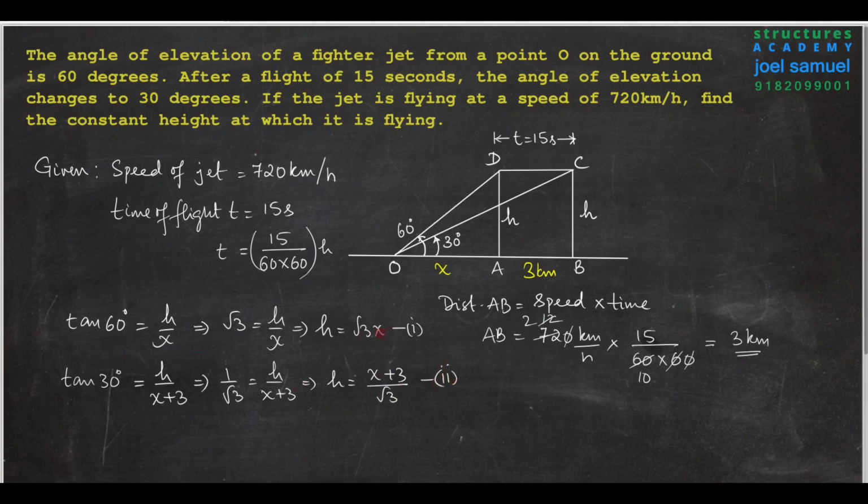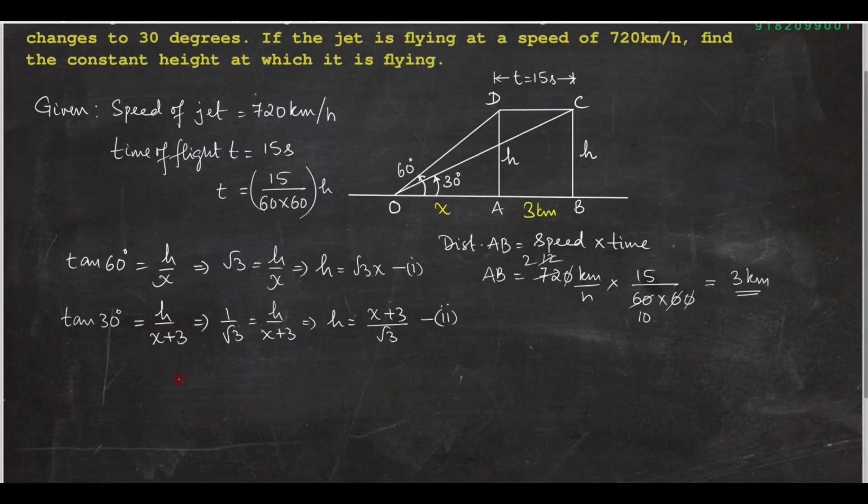If you notice, both equations are in terms of h, so we can equate the right hand sides. So root 3x is equal to x plus 3 over root 3. Now if I send root 3 to this side, it becomes 3x, and I send x here, becomes 2x. So this becomes 2x is equal to 3, implies x is equal to 1.5 kilometers.